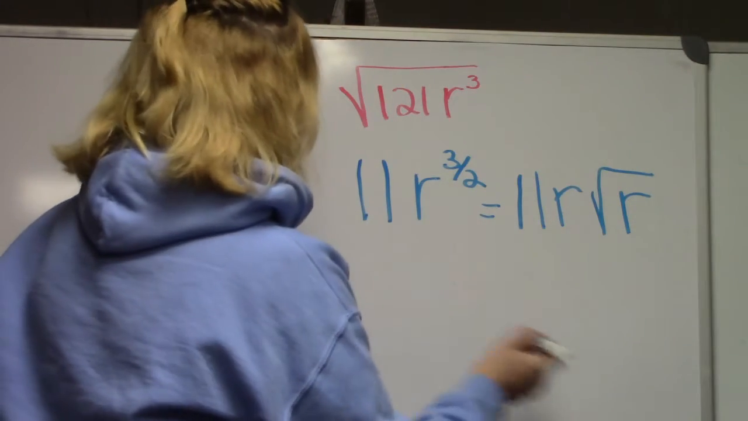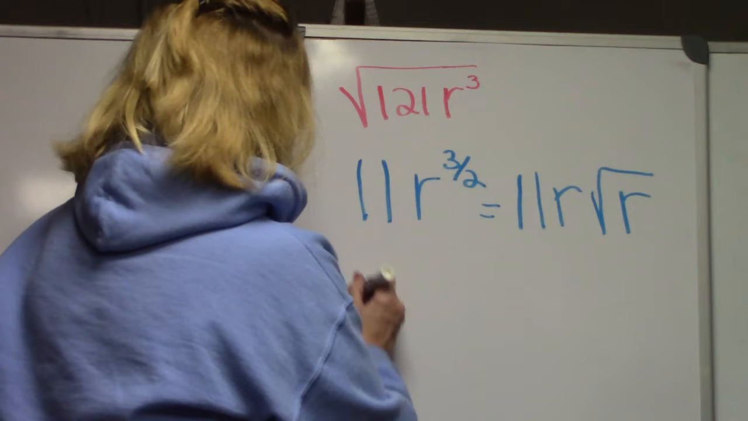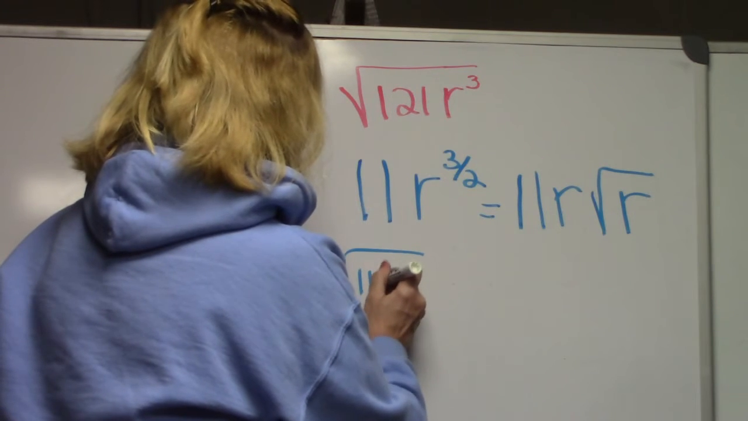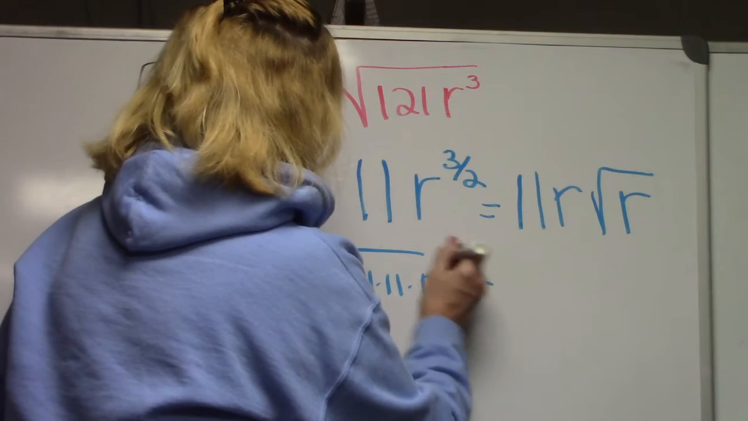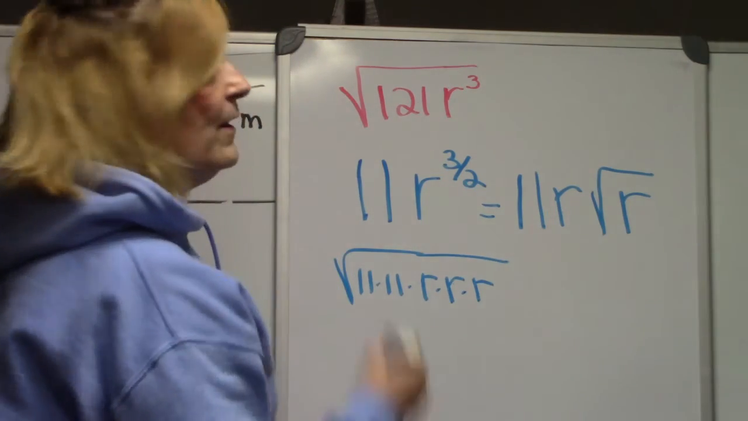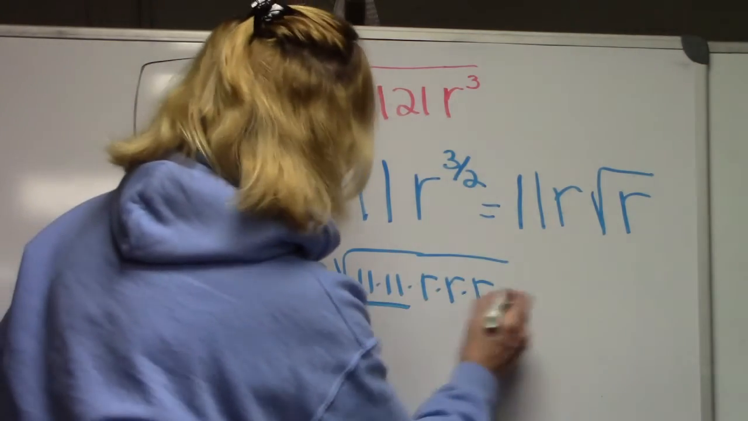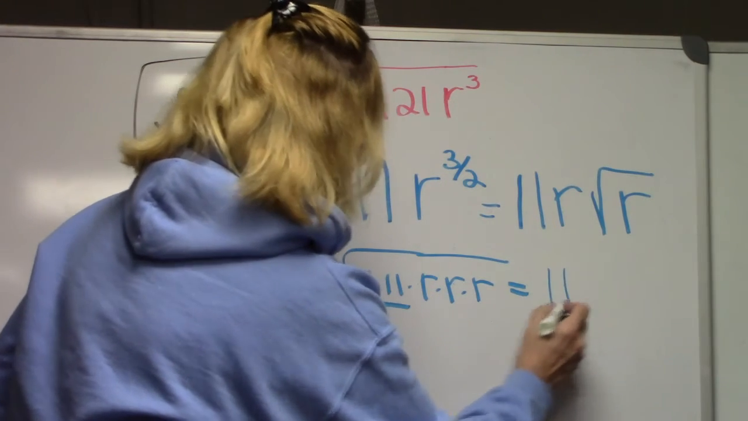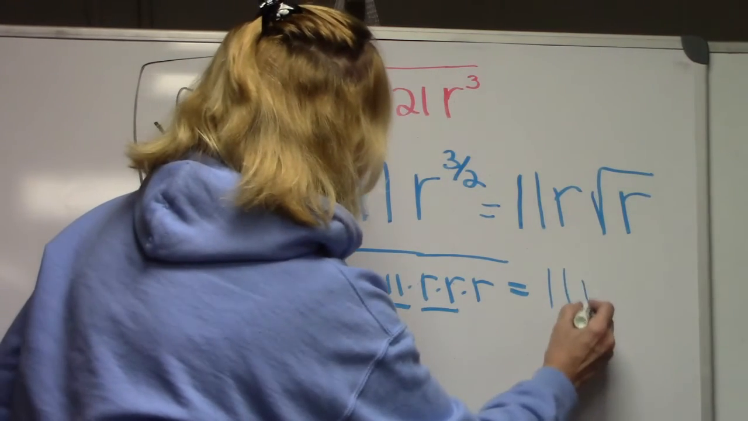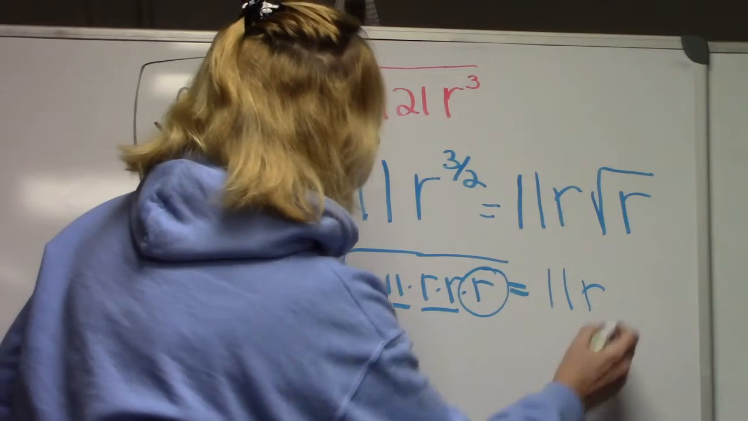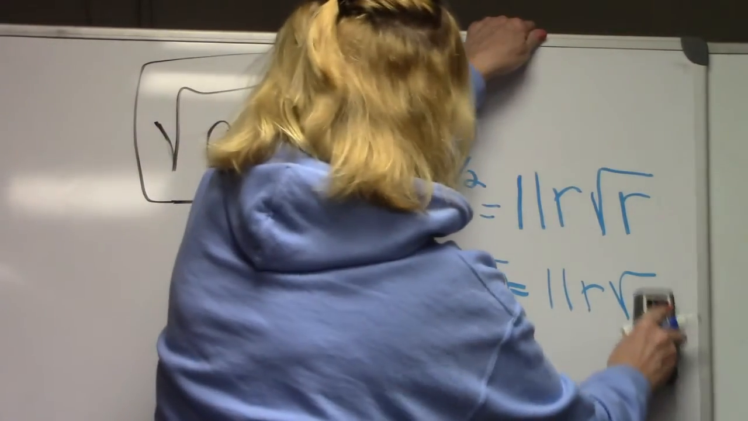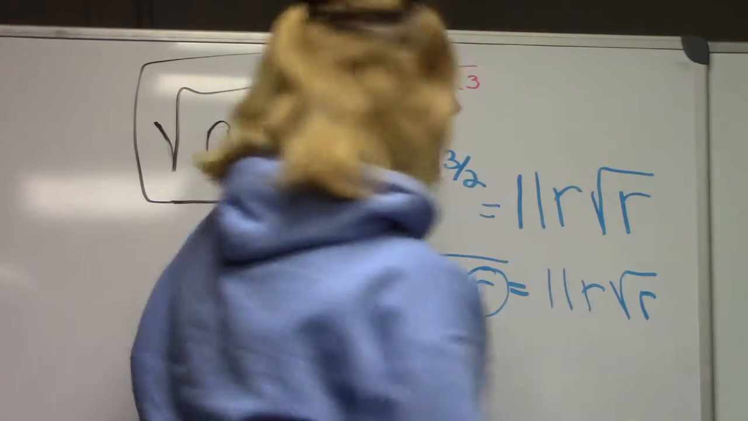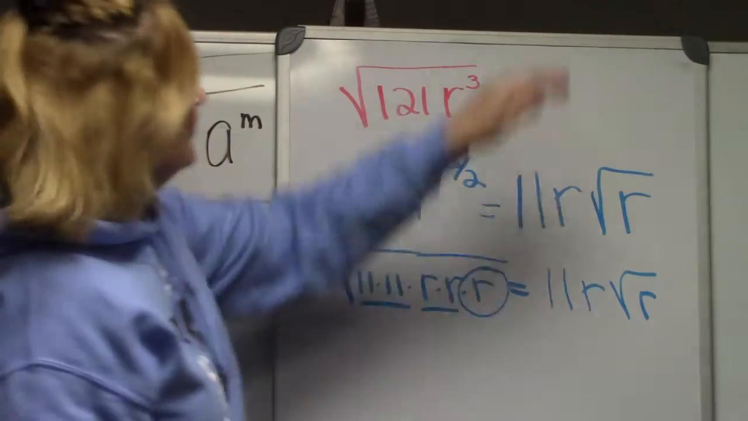Let me show it to you this way. It's like saying the square root of 11 times r times r times r. All right? For every 2, 1, 2, you can pull out 1. 1, 2, I can pull out 1. This fella's still left inside our radical. Okay? And they can get bigger.